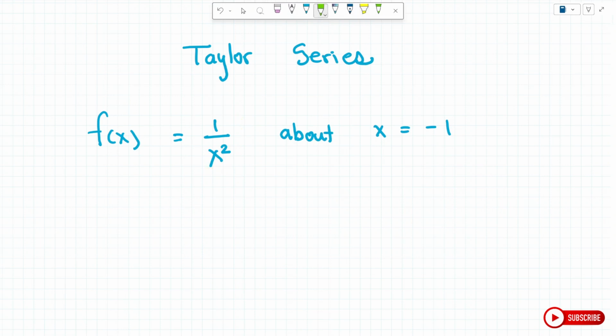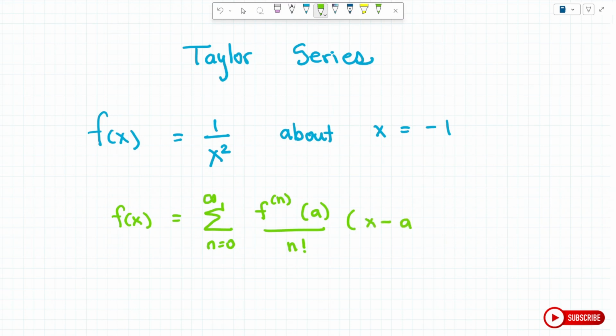Well, it all starts with the formula. So the Taylor series says you can approximate your function f of x by the sum, where n is 0 to infinity, of the nth derivative of your function evaluated at your point a, divided by n factorial, multiplied by x minus a to the power of n.